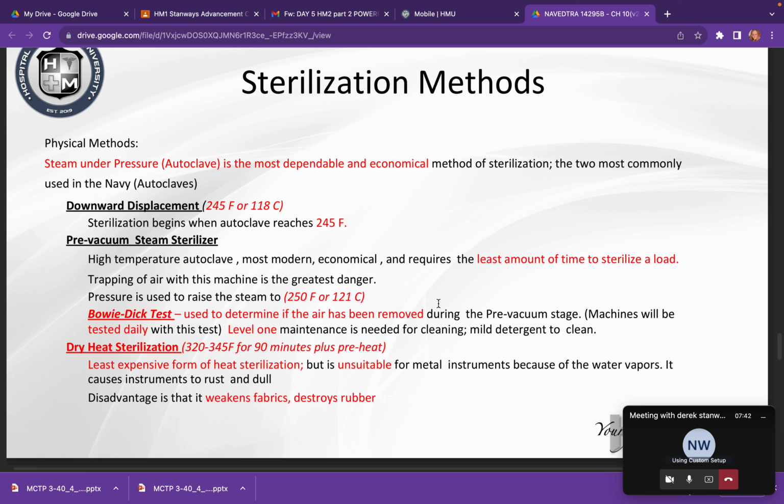Dry heat sterilization, 320 to 345 degrees Fahrenheit for 90 minutes plus a preheat. It's the least expensive form of heat sterilization, but is unsuitable for metal instruments because of the water vapors. It causes instruments to rust and dull, and the disadvantage is that it weakens fabrics, destroys rubber. I want you to put a star next to anything that says least on here because they've all been test questions. And then put a star next to the temperature for dry heat.